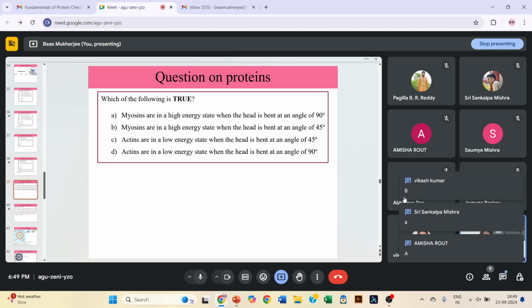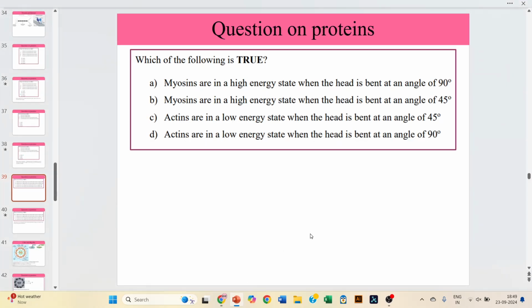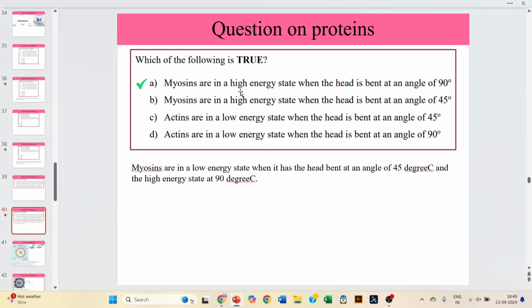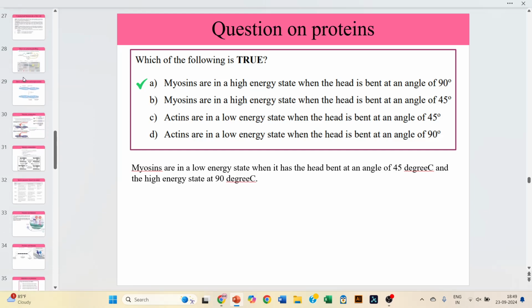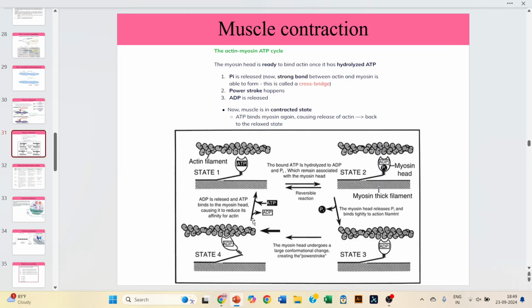B. B is true. A is true. Okay, we have mixed answers. Okay, let's see. Myosins are in a high energy state when the head is bent at an angle of 90 degrees. So myosins are in a low energy state when the head is bent at 45 degrees, and in a high energy state when the head is bent at 90 degrees. So if we go back to the figure, you see that this is 45 degrees from this surface and it is becoming 90.